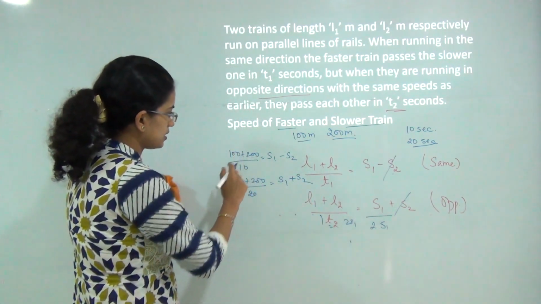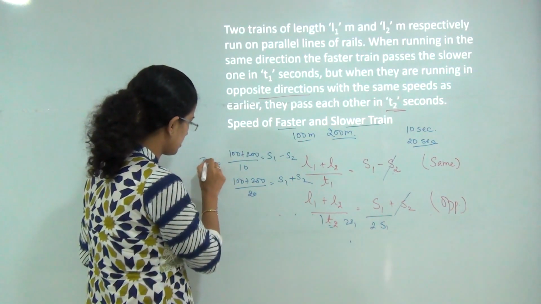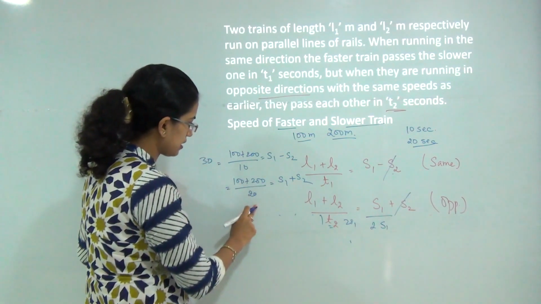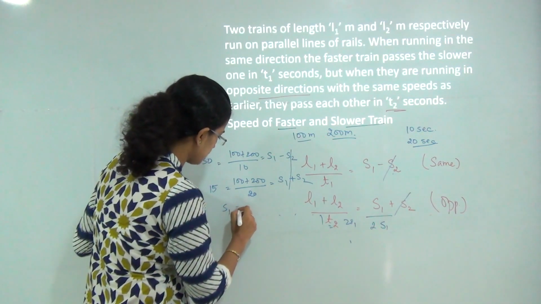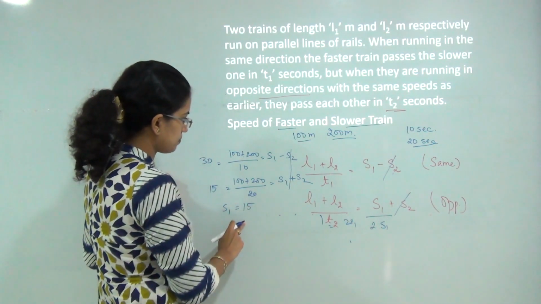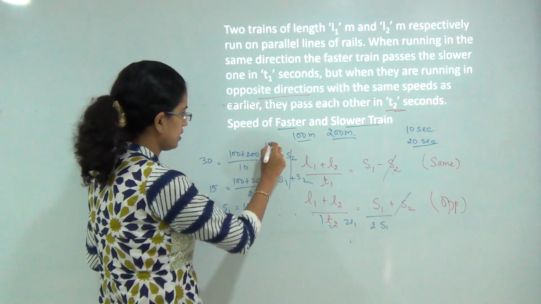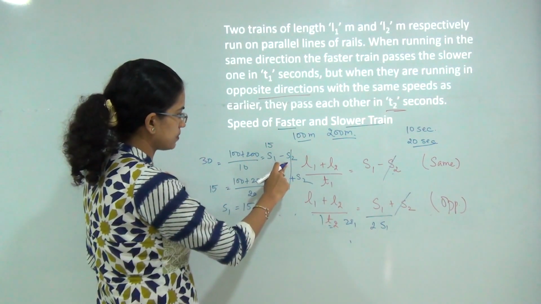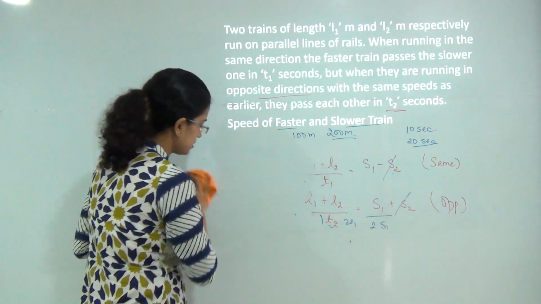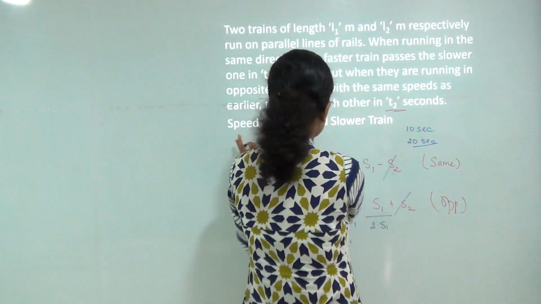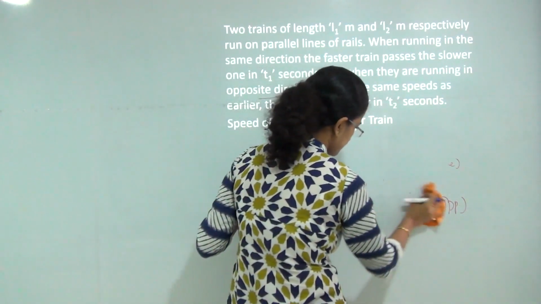So if I calculate this, it would be 300 by 10. So it would be 30, and this would be again 300 by 20. So it would be 15. So I cancel it out. I can say S1 is equal to 15. So the speed of the slower train is 15. If I put 15 here and you have 30 here, I can calculate the speed of the other train. Okay. So with this, you can solve the questions related to speed of the slower train and the faster train.